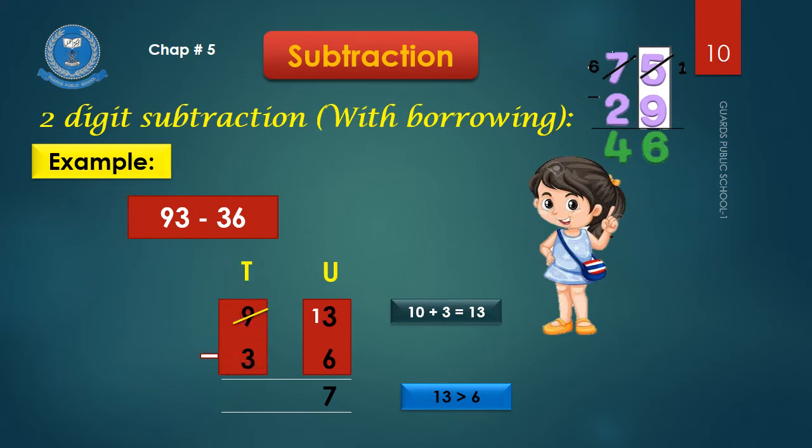Students, we just saw that 9 tens gave 1 to the units, so it has 8 tens left. Now which numbers do we have in the tens column? Yes, now we have the numbers 8 and 3. If we subtract 3 from 8, we get 5. Now we have 5 tens and 7 units. That is the number 57. So the difference of 93 minus 36 is 57.